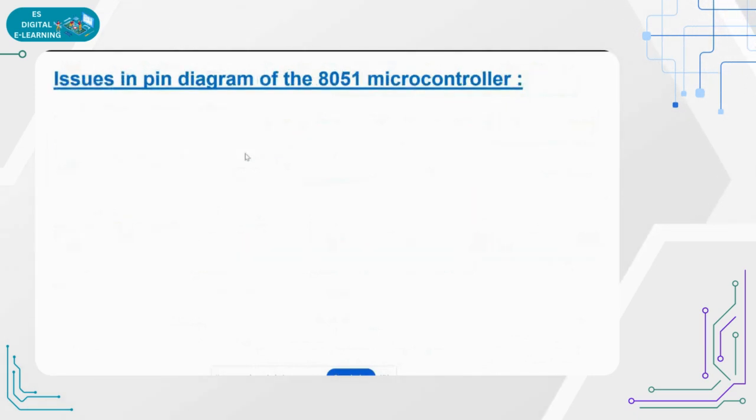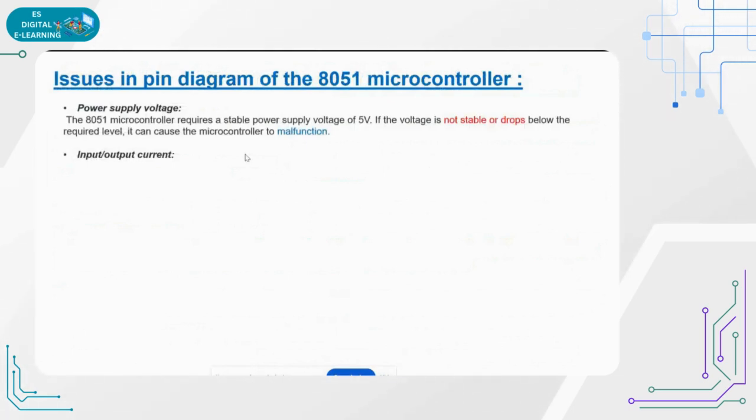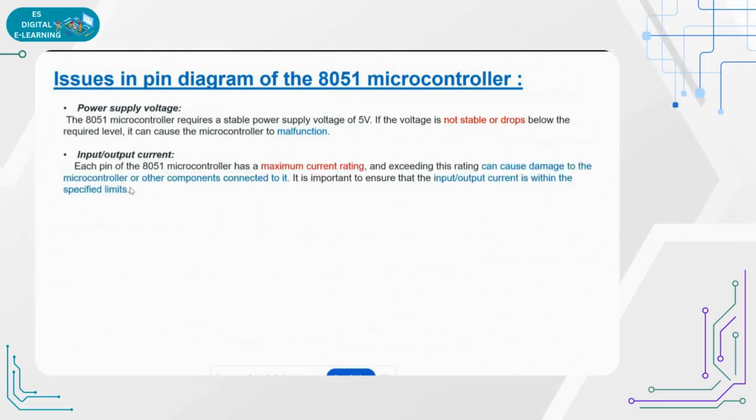With the pins, we have some issues: sometimes whenever high voltage is given, the pin can get shorted or some burning can happen. We should be careful with the input and output current, else it will damage the controller.